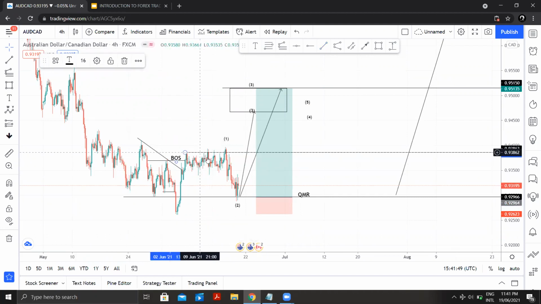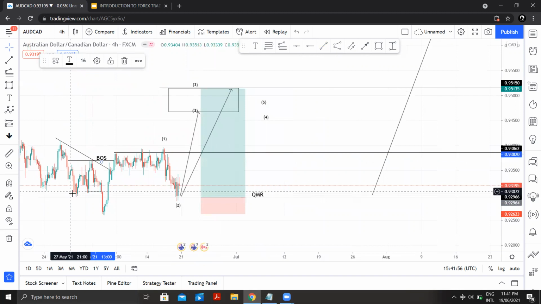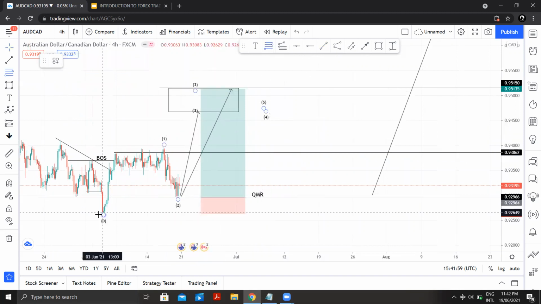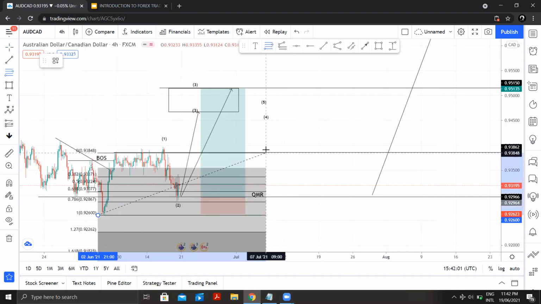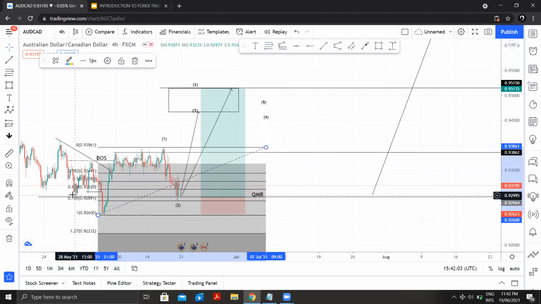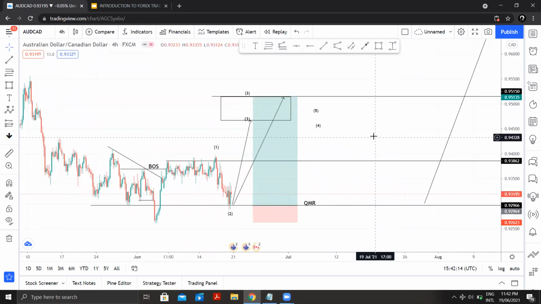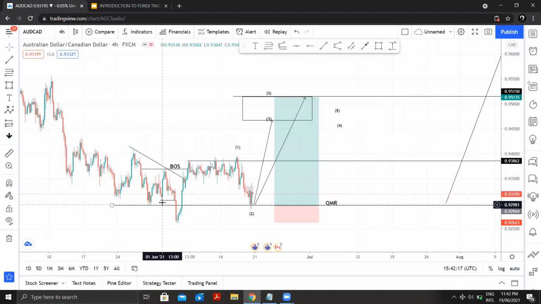So we expect wave 2 to the downside, and wave 2 came down last week back to the QMR, which is the 0.786 Fibonacci retracement. Can you see now? 0.786 Fibonacci retracement, which falls on our Quasimodo level, our QMR level. So what are we looking at now?